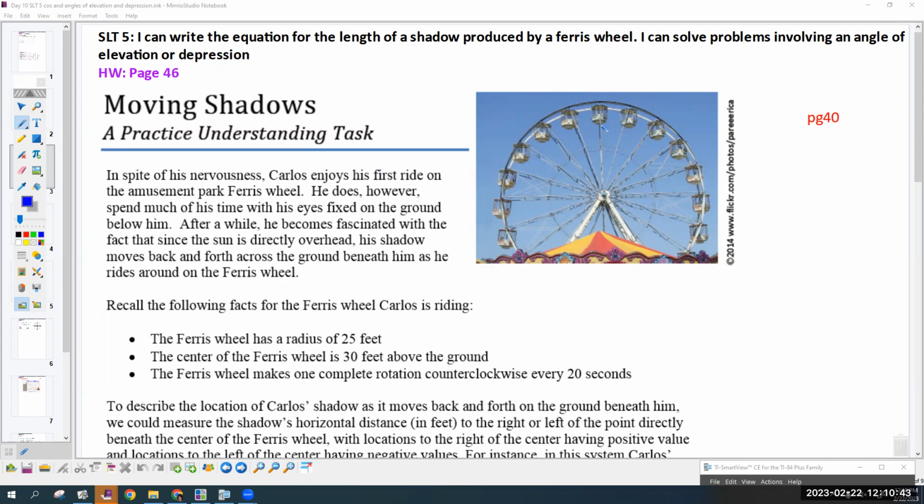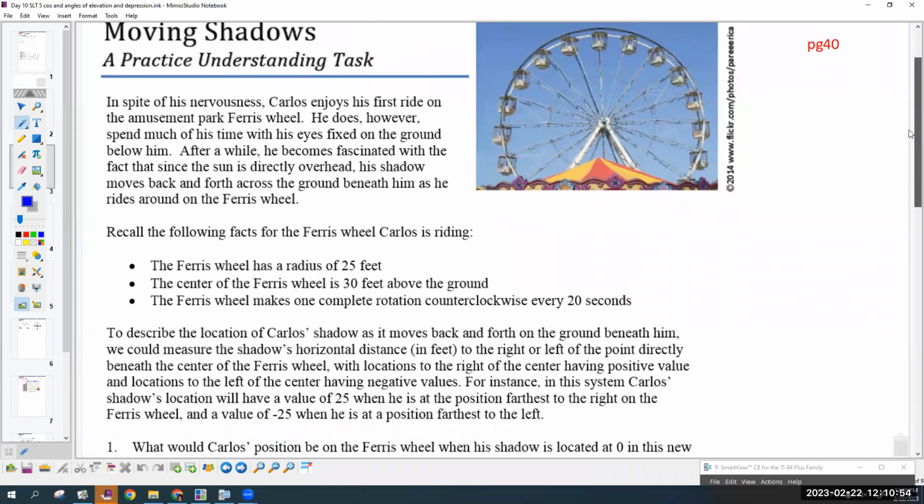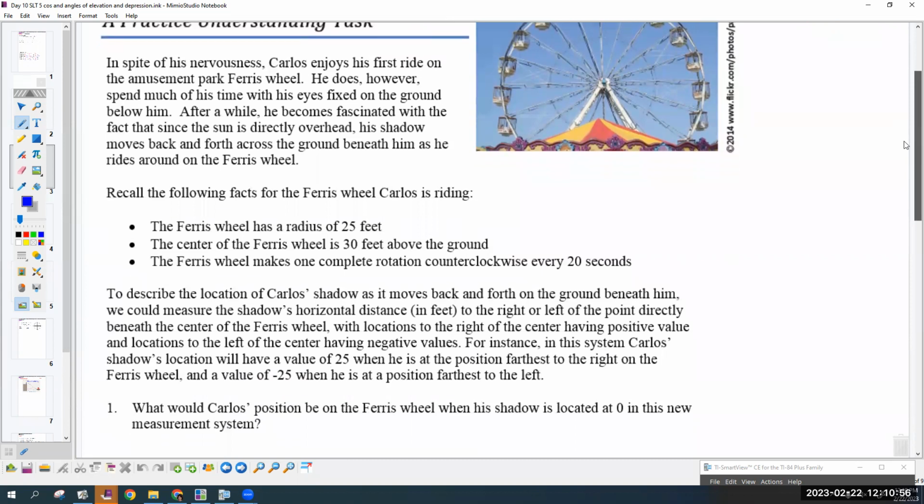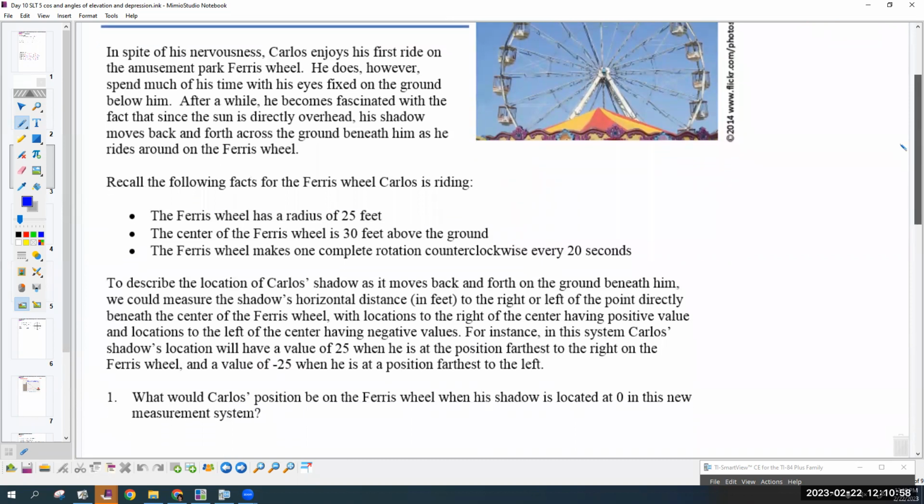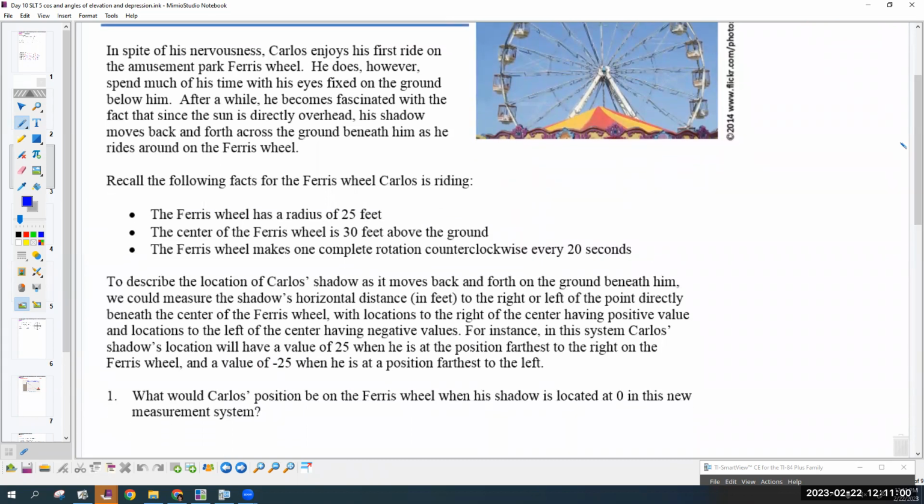Again, we are dealing with Carlos and his Ferris wheel. In spite of his nervousness, Carlos enjoys his first ride on the amusement park Ferris wheel. He does, however, spend a lot of his time with his eyes fixed on the ground below him. After a while, he becomes fascinated with the fact that since the sun is directly overhead, his shadow moves back and forth across the ground beneath him as he rides around on the Ferris wheel.